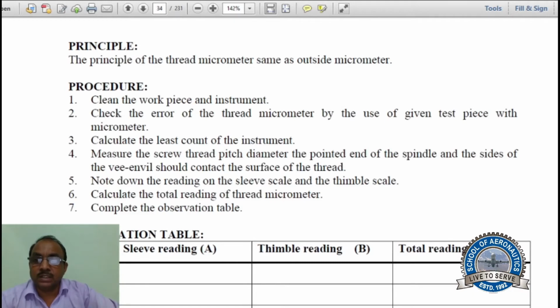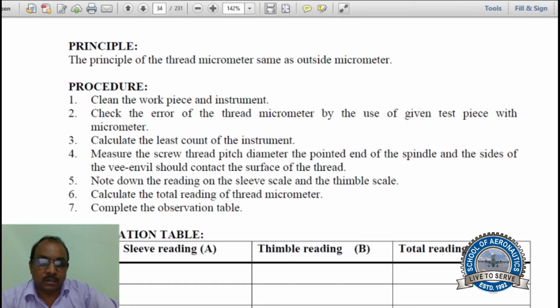Principle. The principle of the thread micrometer is the same as the outside micrometer. Procedure. Clean the workpiece and instrument. Check the error of the thread micrometer by the use of the given test piece with micrometer. Calculate the least count of the instrument. Measure the screw thread.